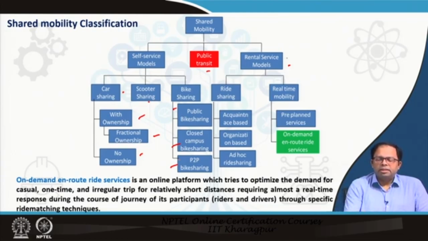Whereas in the rental service model, there is something called ride sharing, and then there is real-time mobility. Within ride sharing, there could be acquaintance based, that means amongst a group of people. It could be based on an organization, that means the organization can organize its ride sharing, or it could be ad hoc ride sharing. Whereas in real-time mobility, we have pre-planned services and on-demand en route ride services. That means you can book your ride beforehand and the vehicle will come to you, or it could be on-demand en route ride services, which means whenever you demand it, it will arrive to you, and then you will get a service.